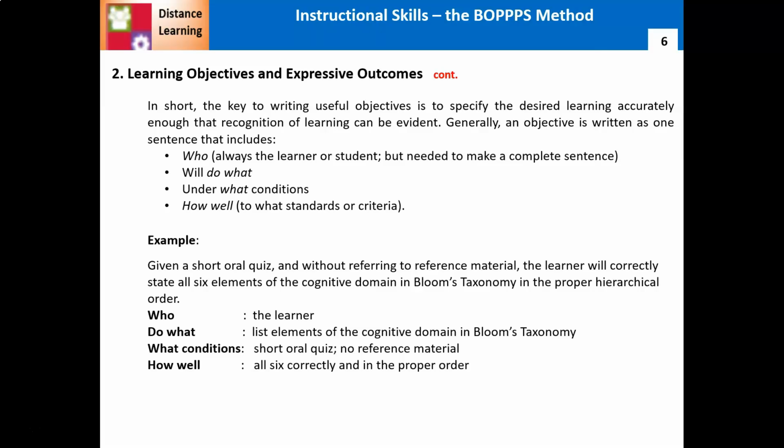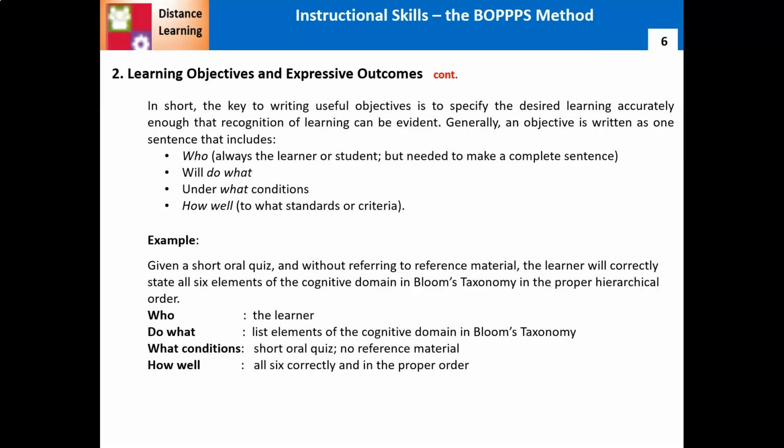So a learning objective with these 4 elements is really a very well stated learning objective, and students will be able, when they are doing self-evaluation, to evaluate if all these elements are well featured in their own qualities after going through a lesson. So here we have an example that shows that a student needs to develop, for example, or to know all the 6 elements of the cognitive domain of Bloom's taxonomy.